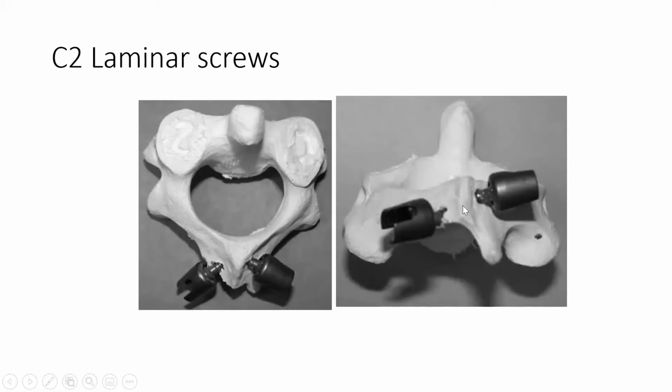You stagger the one low, the one high, they pass each other in the bone. And that's a really good technique for getting fixation of C2 with your laminar screw. It's very safe. It's almost idiot-proof. It does look horrible in the X-ray because your screw heads are all over the place, but it's a very good bailout option if you can't get a pedicle screw.